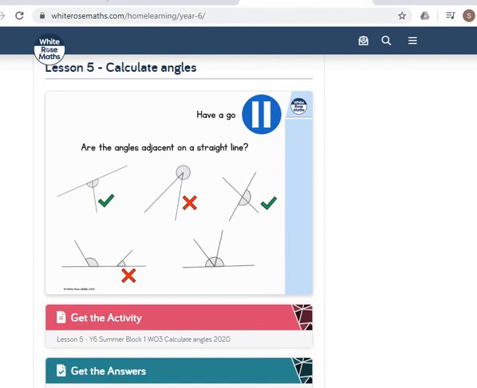What about this one? We can see this time we have 3 angles. They share a common line, but they also share a common vertex. And they're also on the same straight line. In this case, they are adjacent on a straight line.